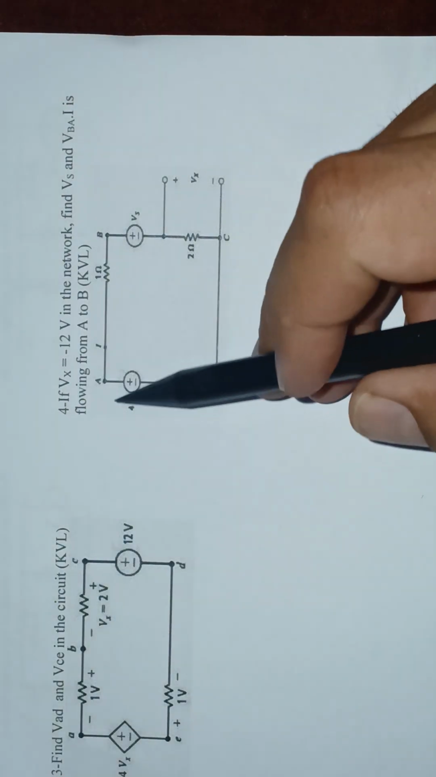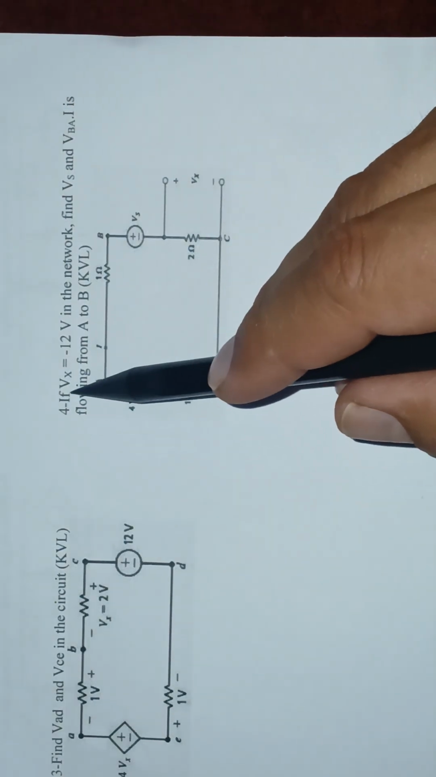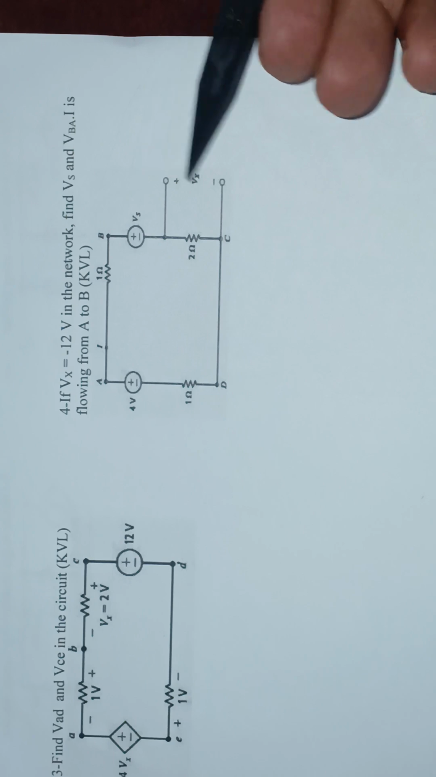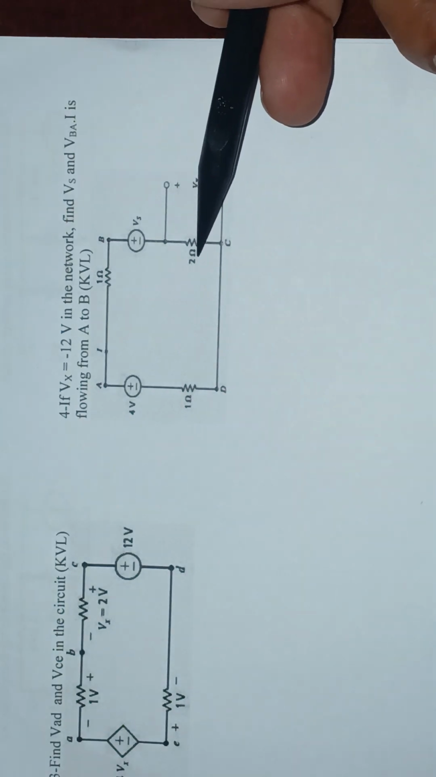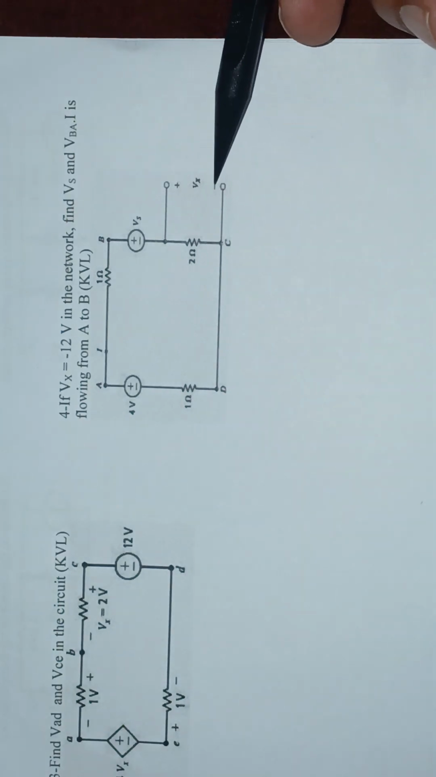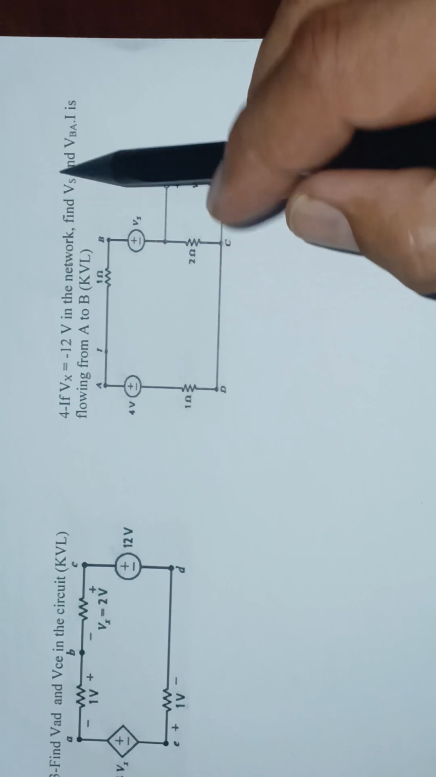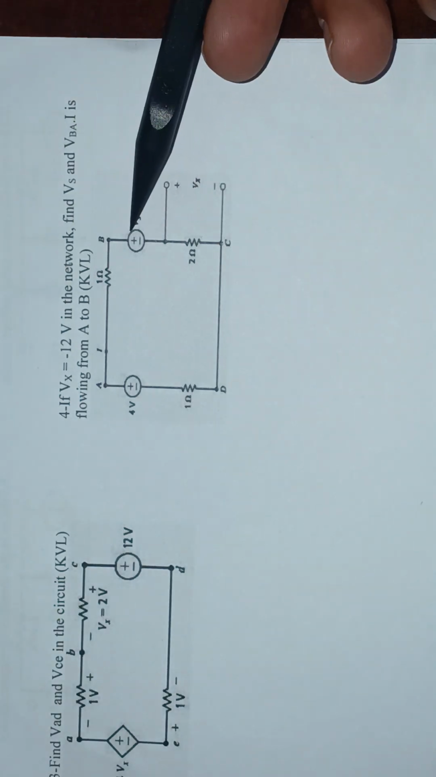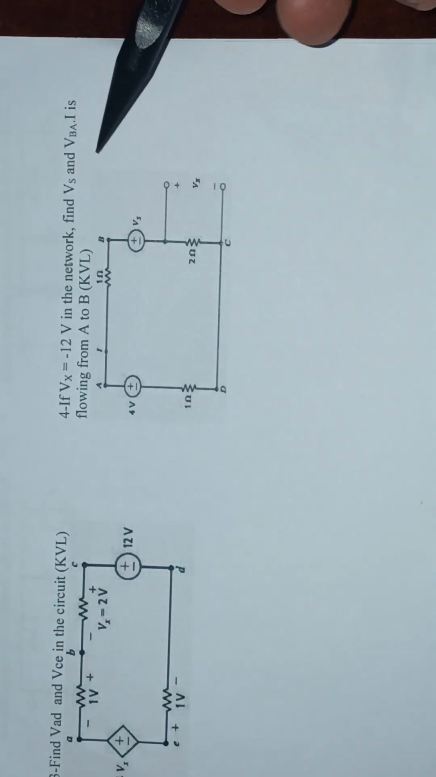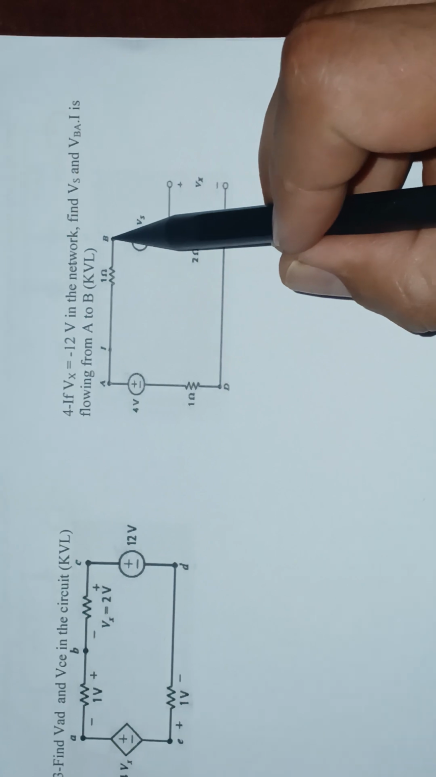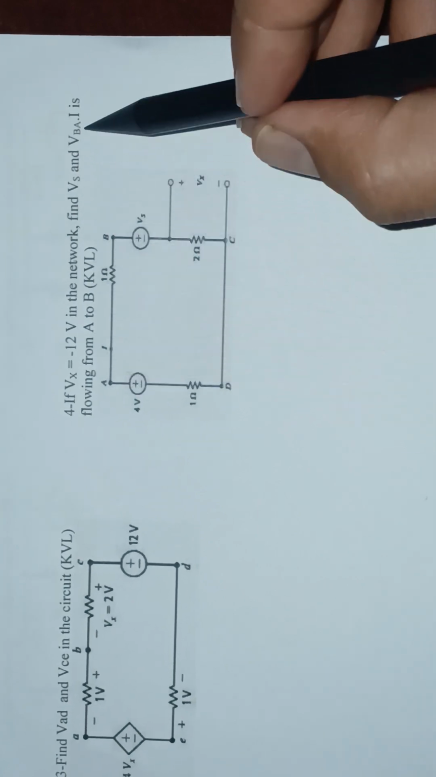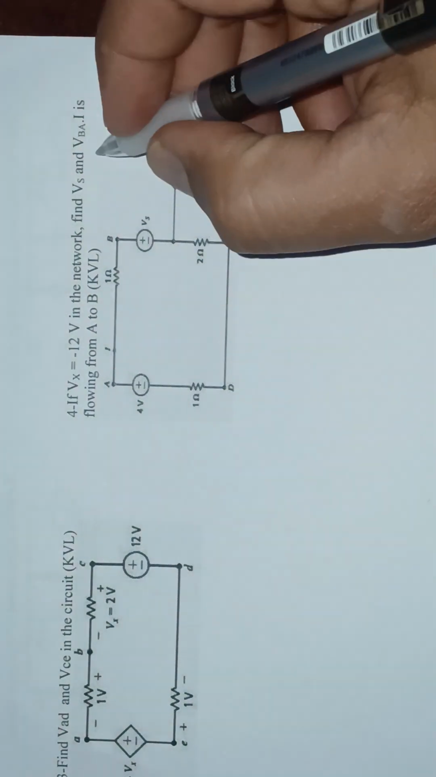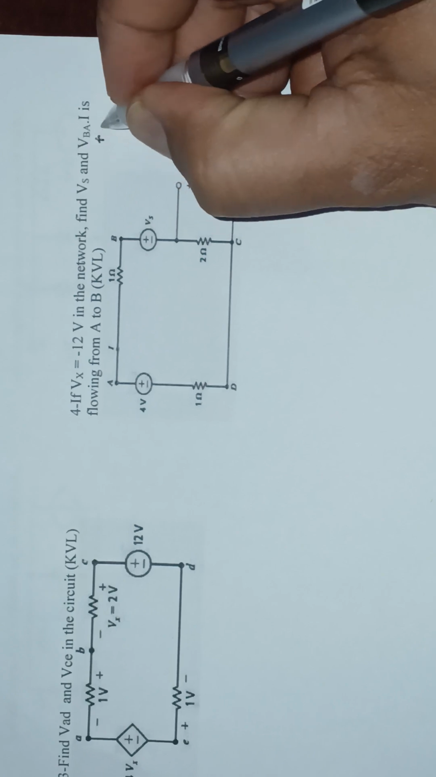Let's discuss problem 4. If Vx is equal to minus 12, this means this voltage is given, which is the voltage across the 2 ohm resistor, and the polarity is in this orientation. Find Vs, that is the source voltage, and VBA, which means the voltage between terminal B and A. This means that B is at high potential and A is at low potential.